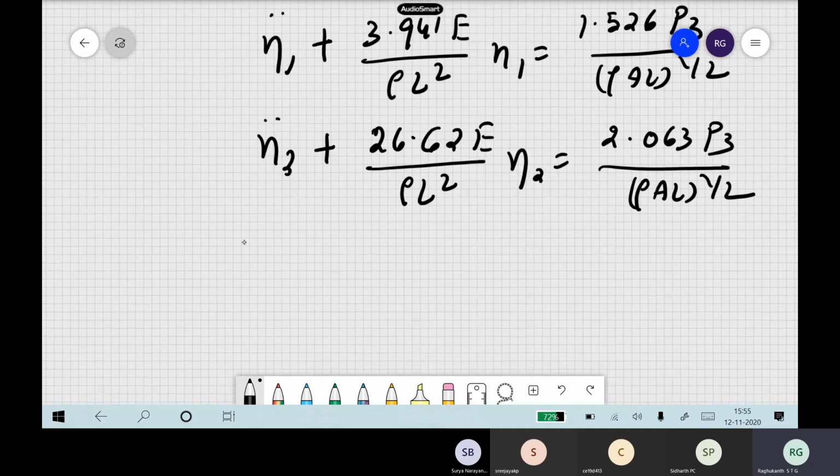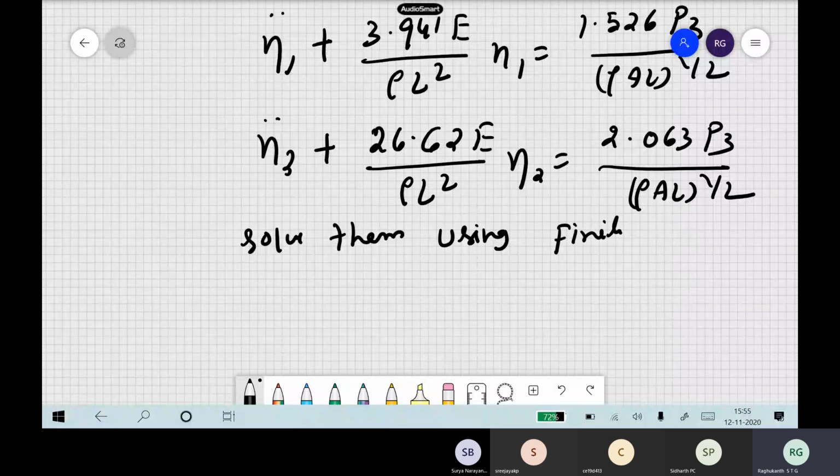Now you solve them using finite difference, analytically, or whatever methods are possible. You solve for eta 1 and eta 2, and then you find our q1 and q2. All other things can be estimated. This way we try to solve any dynamics problem using finite element.